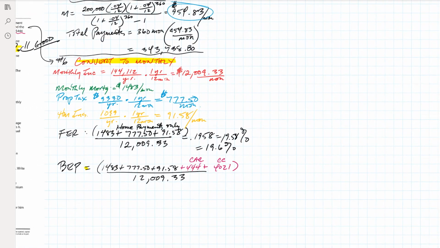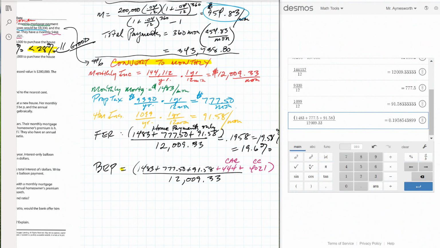All right, let's do that. I'm going to take the same number and just add 2 more numbers to it: the 444 and the 4,021. That's why I love using Desmos. You can modify this really easily. And notice that we jumped up to 0.5676, which is 56.76%, or roughly 56.8%.